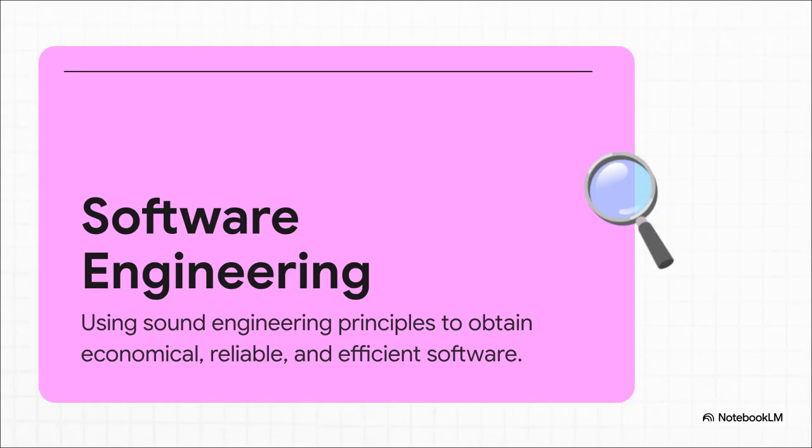So, formally, software engineering is defined as the establishment and use of sound engineering principles to obtain software that is economical, reliable, and works efficiently on real machines. I really want you to notice those powerful words there: economical, reliable, and efficiently. This isn't just mindlessly typing code in a dark room. It's a true, rigorous engineering discipline meant to function flawlessly in the real world.